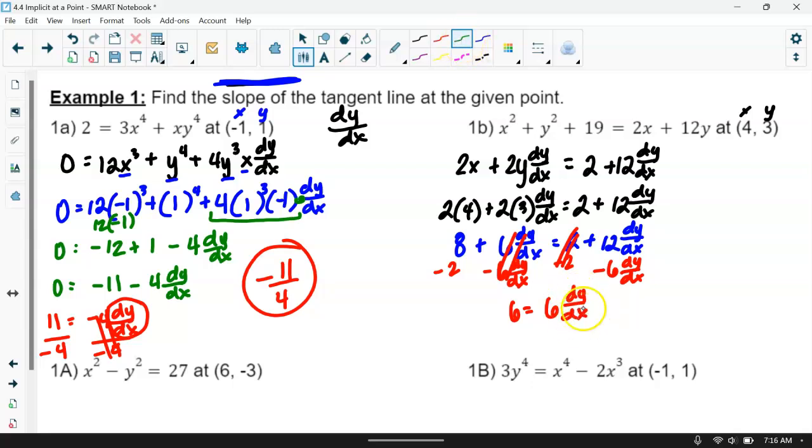So now notice, what do we have to do to solve? Divide by 6. And now notice here, our slope of the tangent line of our function through this point is 1.